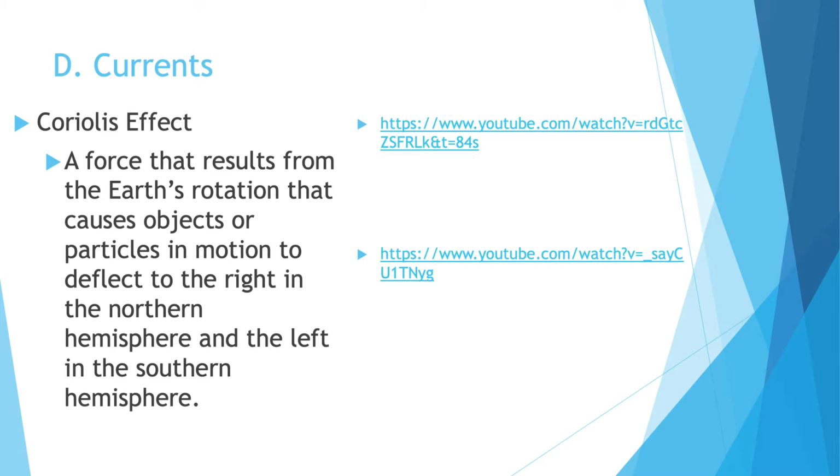And it affects currents because of the spin of the Earth. So the spin of the Earth will affect the spin of the water that is on the Earth. It'll affect the particles that end up, the evaporated particles of the water that end up in the atmosphere. So it will affect the spin or the movement of these bodies of water or bodies of air.